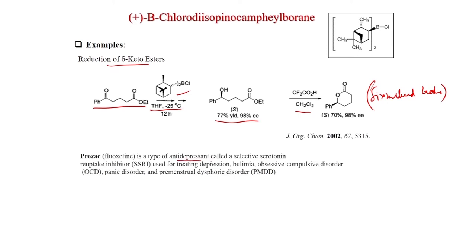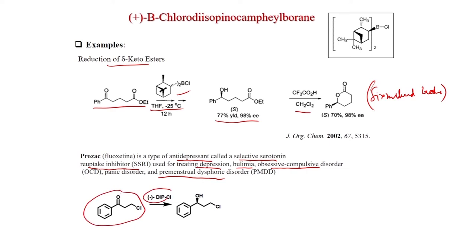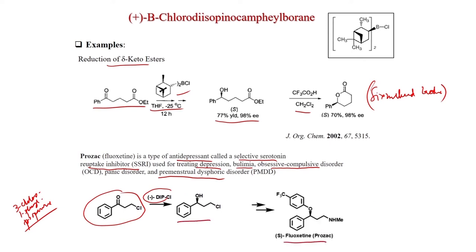Prozac is a type of antidepressant called a selective serotonin reuptake inhibitor, used for treating depression, bulimia, obsessive compulsive disorder, panic disorder and dysphoric disorder. So, this was prepared by this reaction. With DIPCl you can reduce this ketone. This is the aromatic ketone, called 3-chloro-1-phenylpropanone. If you treat this with diisopinocampheylchloroborane, you get this alcohol product, which can be converted to Prozac, which is useful and has many activities.